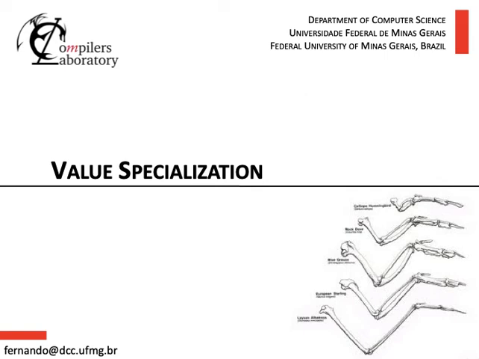Hi, I'm Fernando Pereira from UFMG, and today we shall talk about another optimization that's common on JIT compilers, value specialization. There are many ways to perform value specialization, that is, to generate code assuming that values are constants. We will see how to perform this kind of specialization on the parameters of functions.